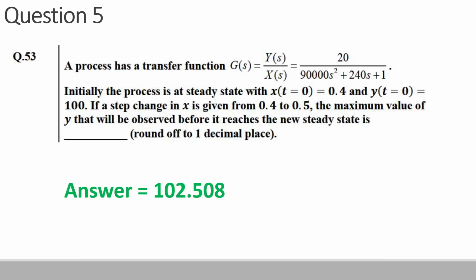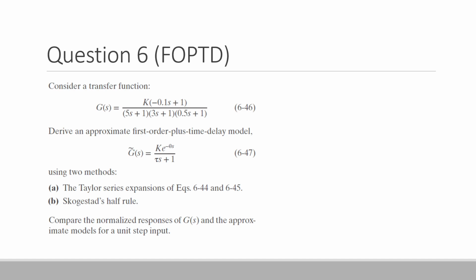This is not the question. This is the question that we are looking on. Tau equal to 5 and tau d equal to 3.5.